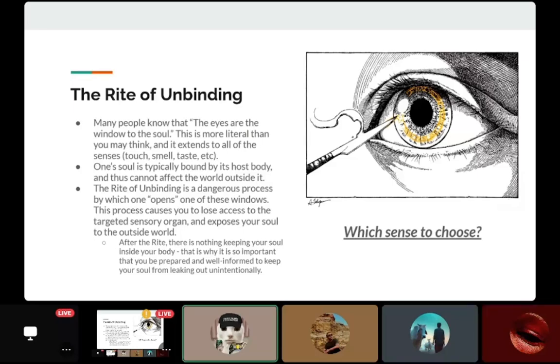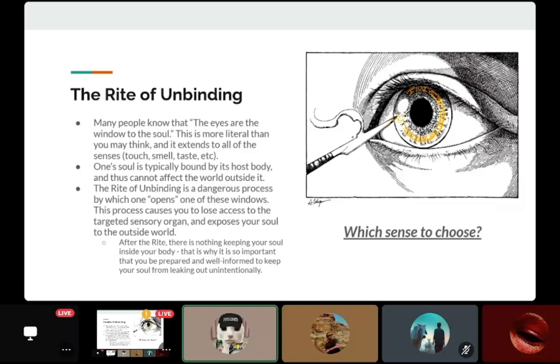Yes, it is very dangerous, but we do spend half of the whole semester preparing you for this. 90% of students survive this. 80% survive without any injury. So we have the best success rate out of all of the magical schools in the Midwest. You like those odds? Yes. No, I don't. Which sense to choose?